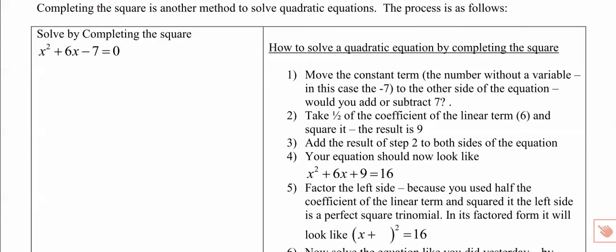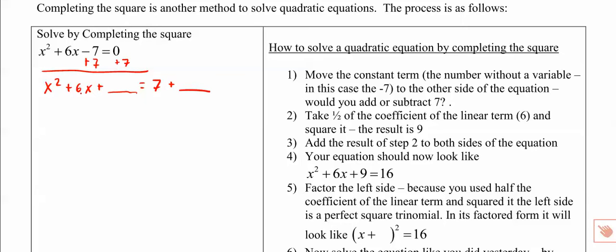Alright, solve by completing the square. First thing we want to do is add 7 to both sides of the equation. So we get x squared plus 6x, and I'm going to leave a space here, equals 7. And I'm drawing this line because I'm going to add something to both sides.